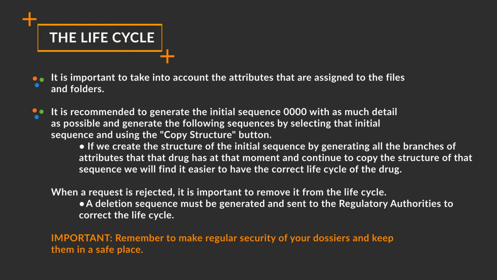The life cycle. It is important to take into account the attributes that are assigned to the files and folders. It is recommended to generate the initial sequence 0000 with as much detail as possible and generate the following sequences by selecting the initial sequence and using the Copy Structure button. If we create the structure of the initial sequence by generating all the branches of the attributes that the drug has at that moment and continue to copy the structure of that sequence, we'll find it easier to have the correct life cycle of the drug.